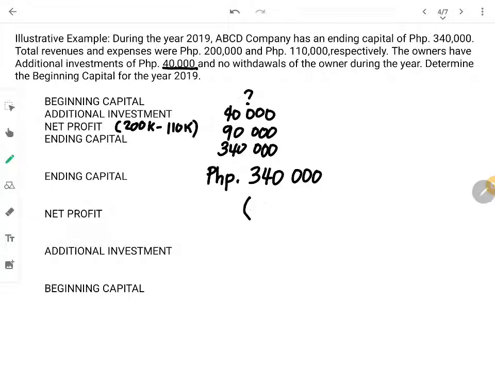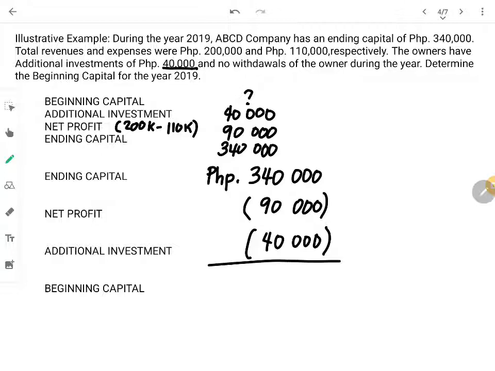So, minus, ilan yung net profit? 90,000. And then, anong kabaliktaran? Pag additional investment, pag normal siya, i-plus natin. Pero pag reverse, i-minus natin. So, ilan yung additional investment? That is 40,000. So, minus 40,000. To get, how much will be the beginning capital?